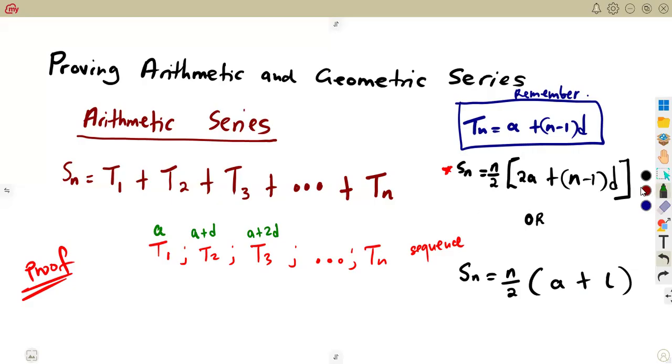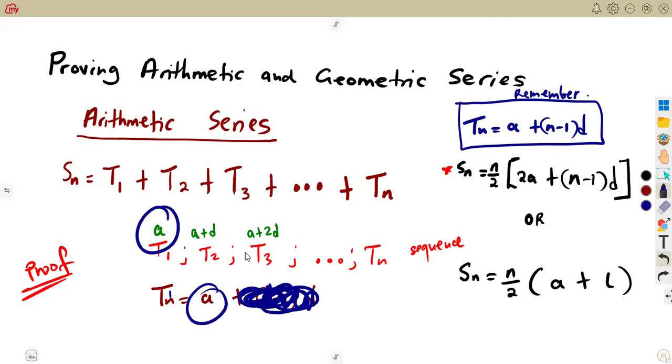All right, where is this actually taken from? Remember, Tn is equal to a plus n minus 1 times d. This is how you write it. So if it is the first term, you're talking about T1. You're going to substitute 1 here. That's 1 minus 1, which is a 0. So 0 times d cancels. You remain with a. So this is your a.